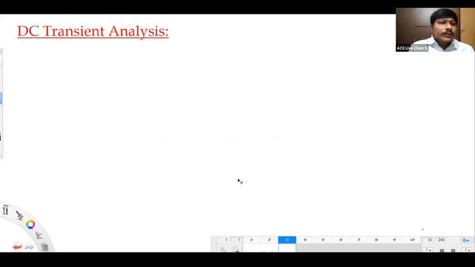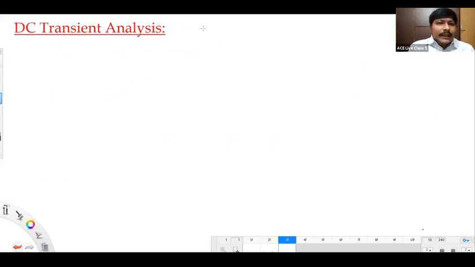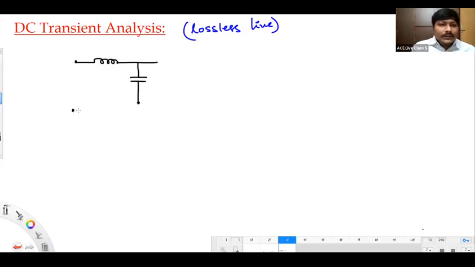So I am saying again, this is particularly on a lossless line. On the lossless line, we are going to discuss this. Okay, let me draw that lossless line for you. So this is an approximate model. So we have an inductor and capacitor of the first kilometer or first section, you can say, or first meter also, you can assume, that's your wish.